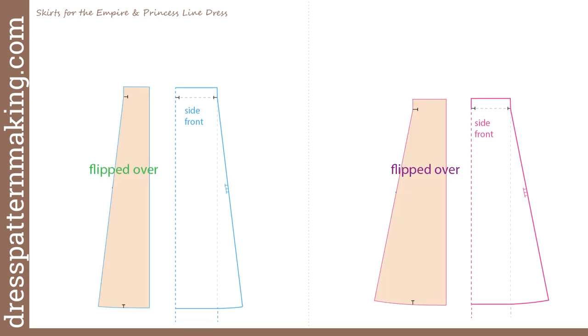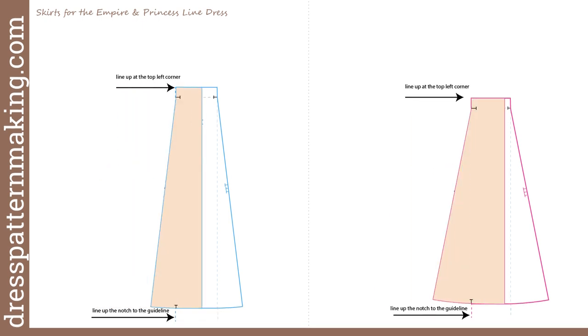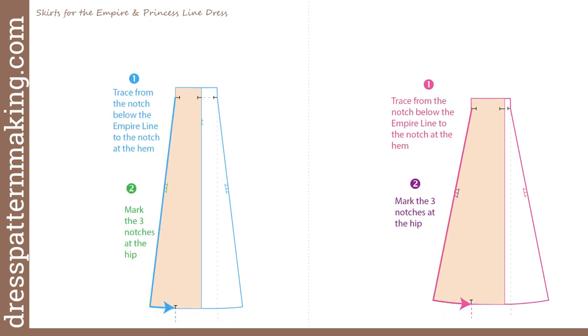Bringing back the centre back pattern piece and flipping it over. Lining up the centre back piece at the empire line to the left hand side of the side front and matching the notch up at the hem with the left guideline extending below the skirt length line. Then tracing the side seam, remembering to mark the notches at the hip.